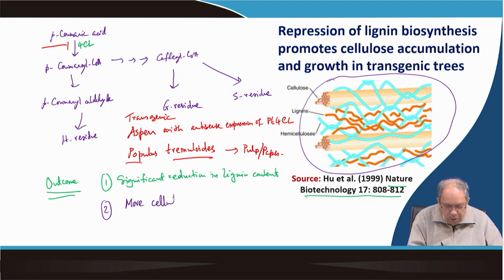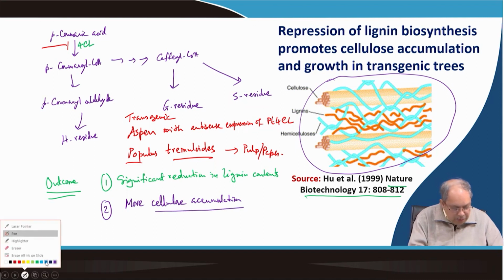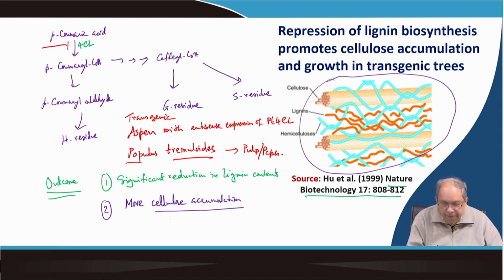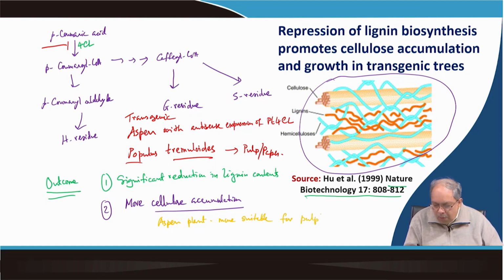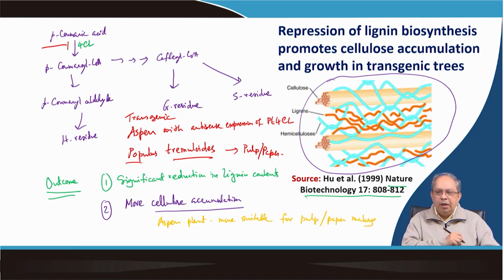more cellulose accumulation as a result of a compensatory mechanism. It is good because that makes the transgenic aspen plant more suitable for pulp and paper making. Why? You know, the paper quality is determined by the cellulose quality. If the cellulose content is more, the paper quality will be better.